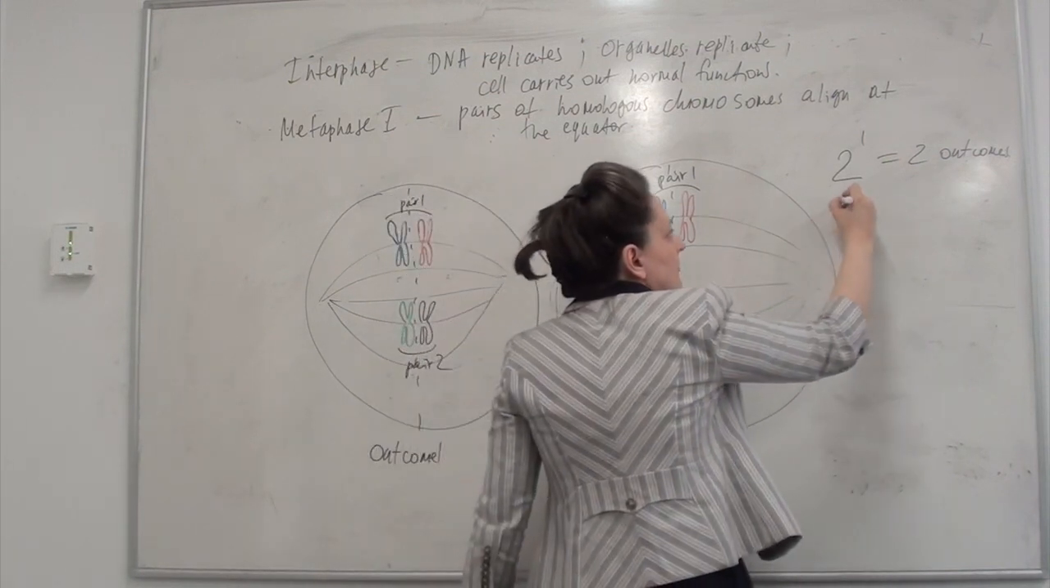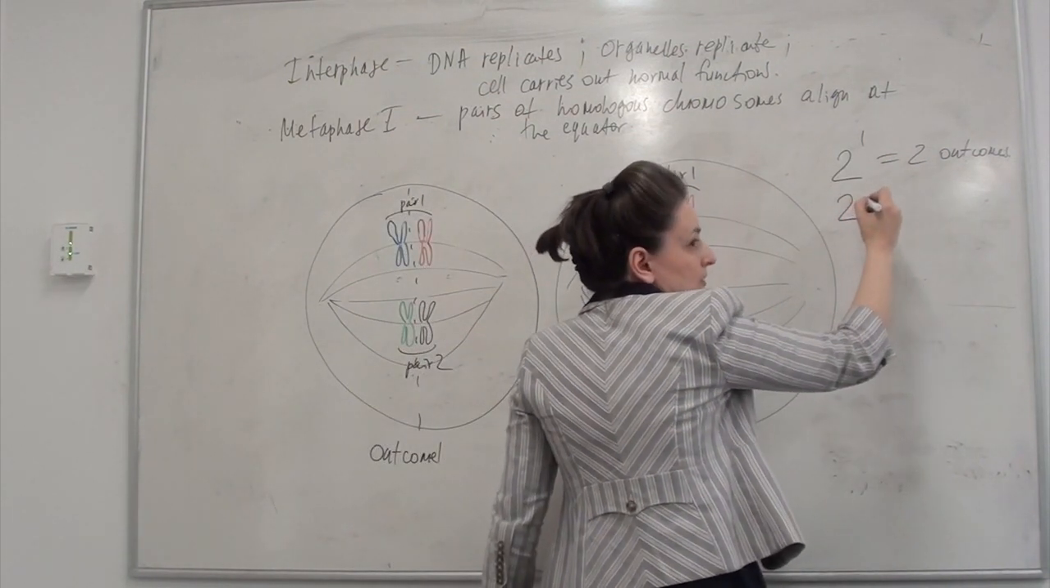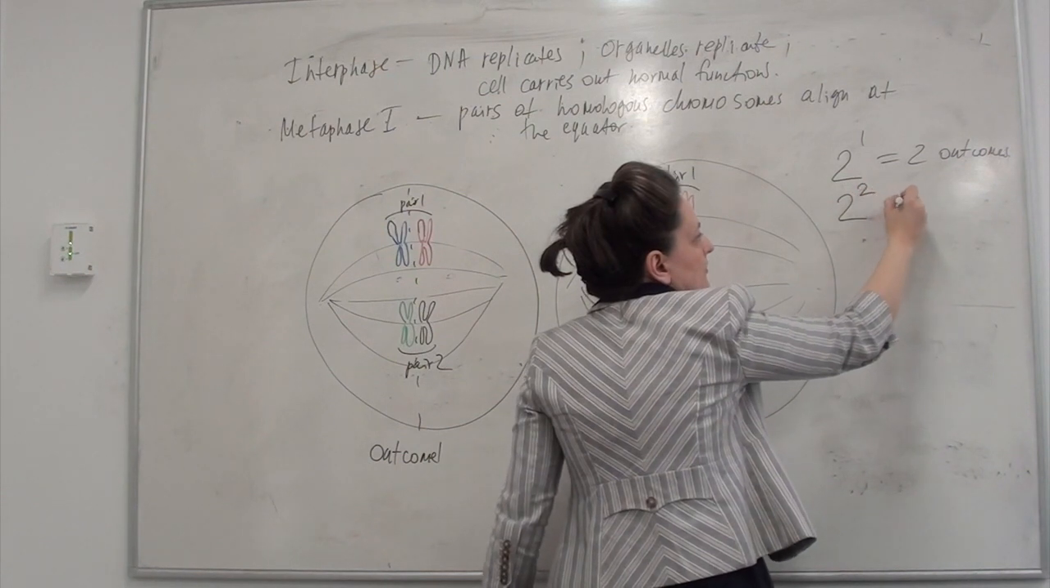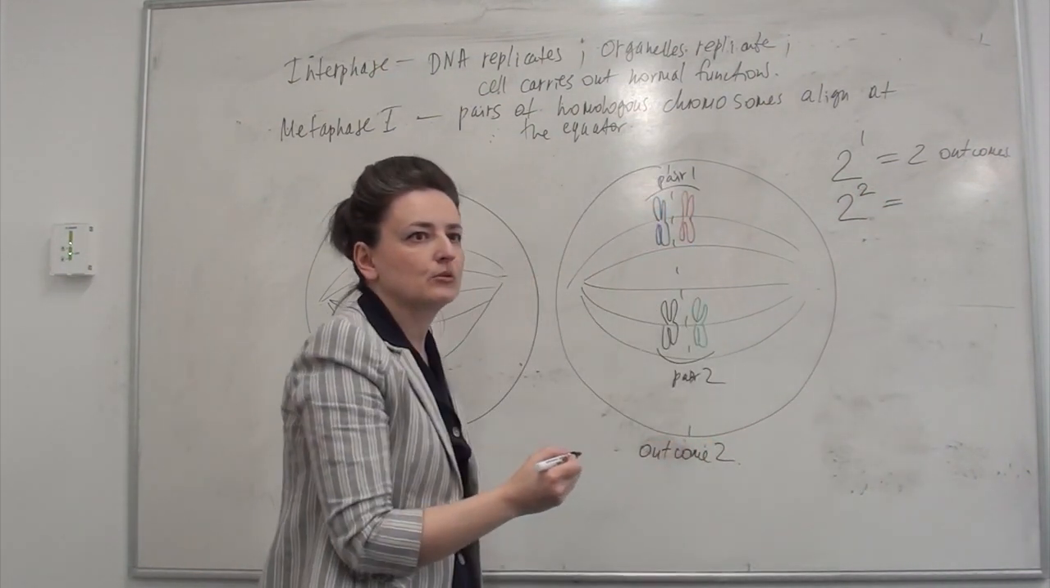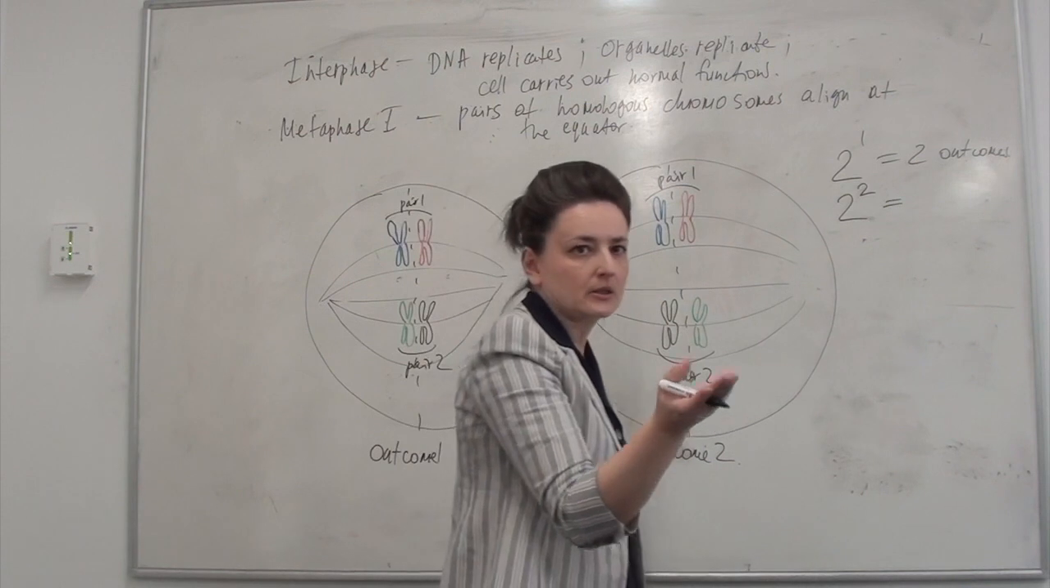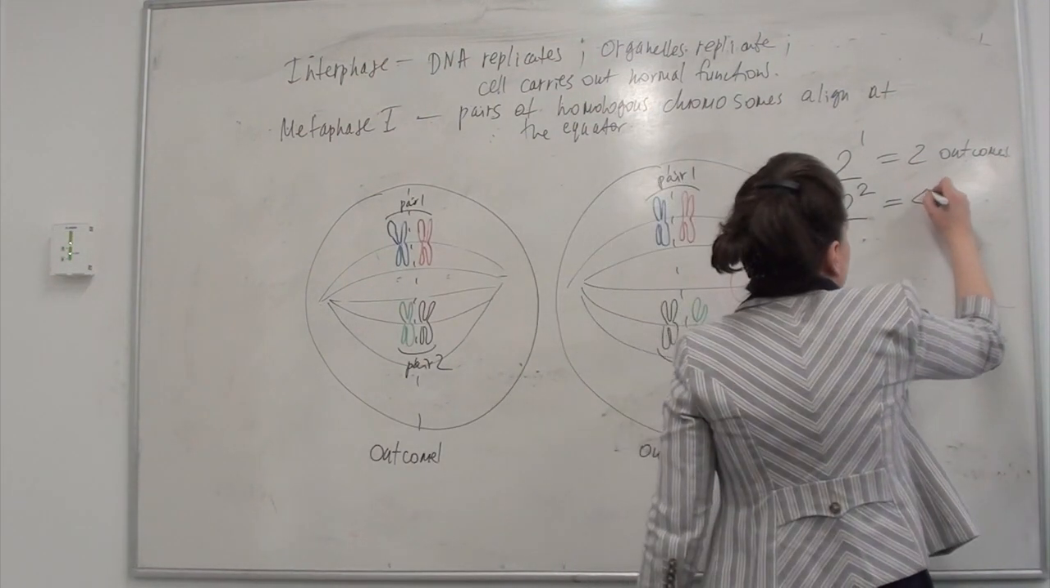If I have still two chromosomes in each pair, but I've got two pairs of chromosomes, how many possible outcomes? 4. 2 to the power of 2? 4, right? It's just 2 multiplied by 2. 4 outcomes.